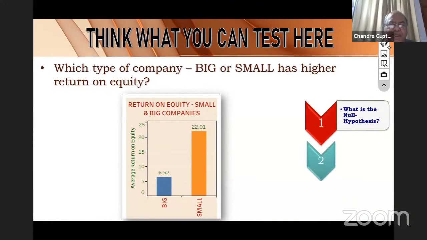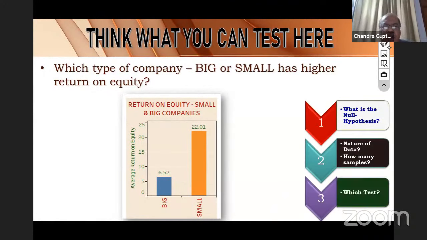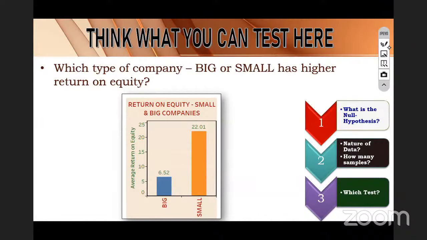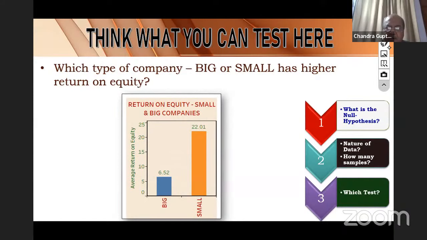Which type of company, big or small, has higher return on equity? So two samples, small and big companies, and independent. Therefore, we should use the two sample independent t-test.